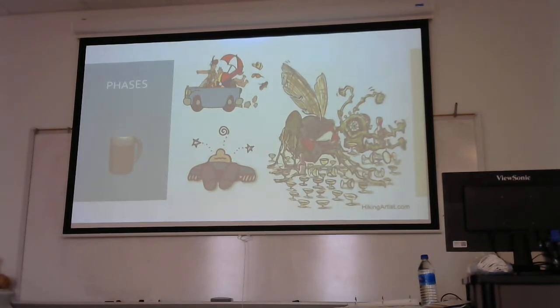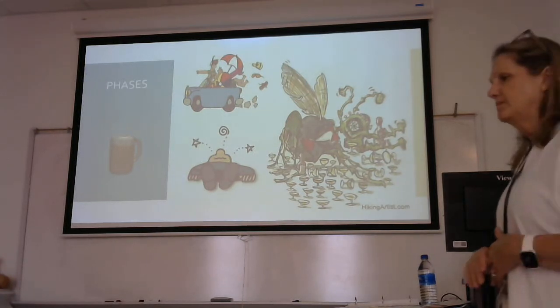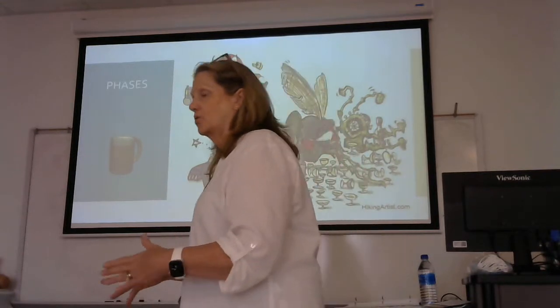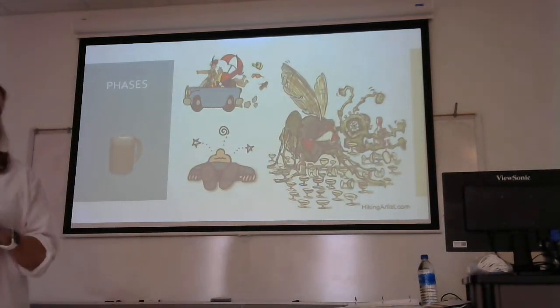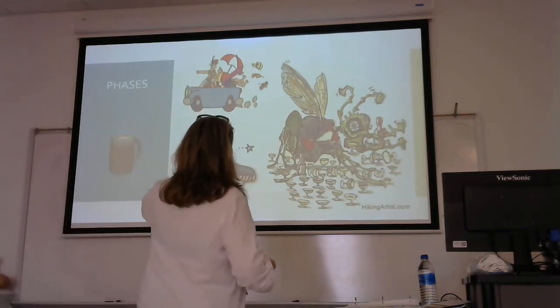They will go into DTs pretty quickly. They can hallucinate. They are strictly worried about what they're drinking. They don't worry about what they eat, their nutrition, or anything that's going on around them.